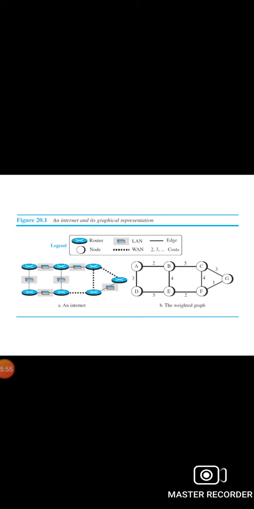Now let's see how an internet is modeled as a graph, which is shown in this diagram, the weighted graph. Each of A, B, C, D, E, F is a node, and the lines connecting these nodes are called edges, and the number represented above the line is the weight. Right.